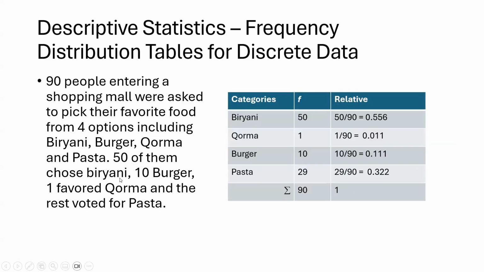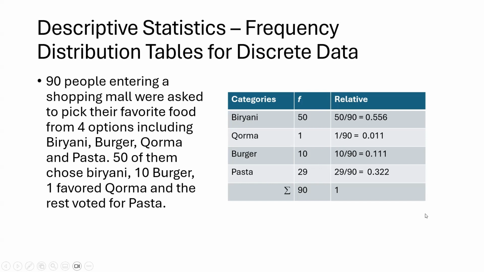Now, let's see another example. It says that there were 90 people who entered a shopping mall and they were asked to pick their favorite food from 4 options, including biryani, burger, korma, and pasta. 50 of them chose biryani, 10 burger, 1 favorite korma, and the rest voted for pasta. And so the counts are now given, so we do not need to make tally. The counts are already given.